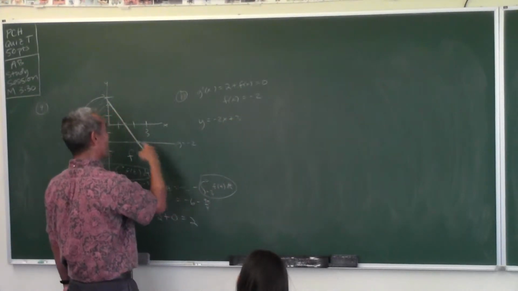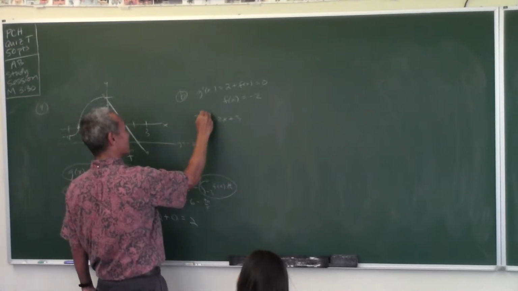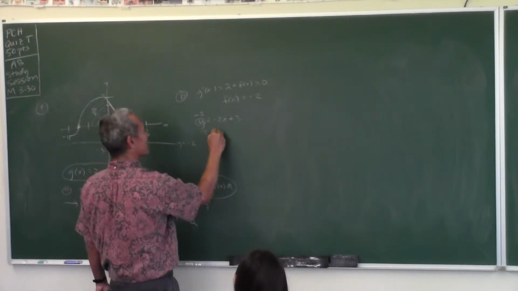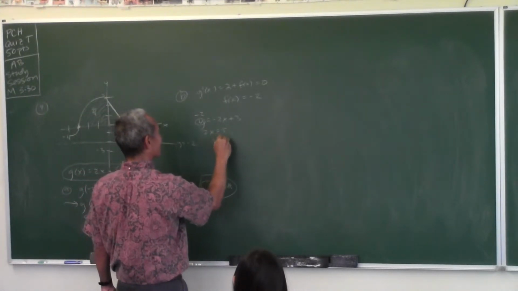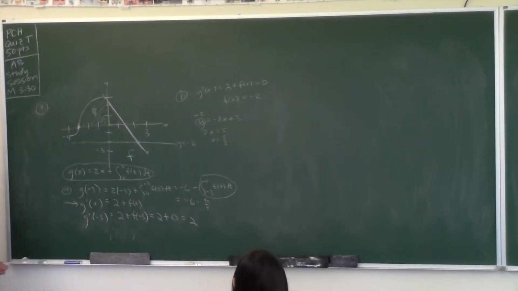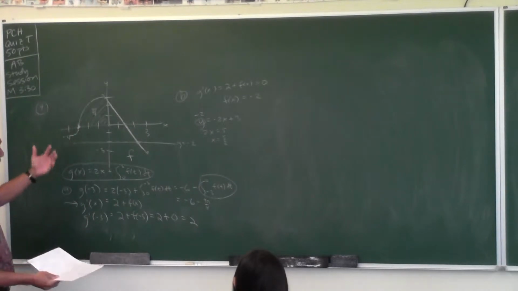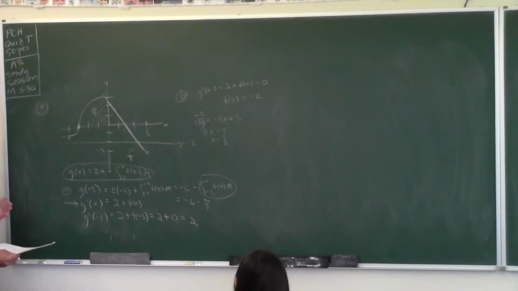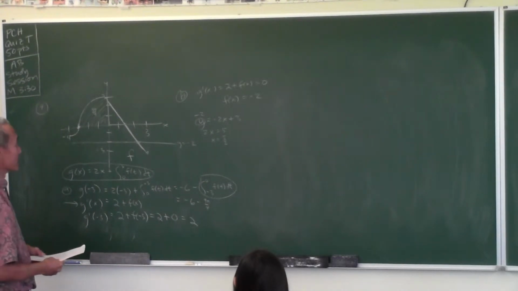So how do you find where it intersects the line y equal -2? Substitute it in, so you get 2x equal 5, x equal 5/2. Now, a lot of you can get that, right, just by like looking at the slope, like you said. But like I said, what if it's not a line? Then you gotta solve equations.